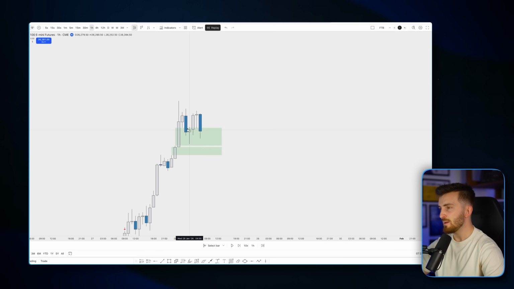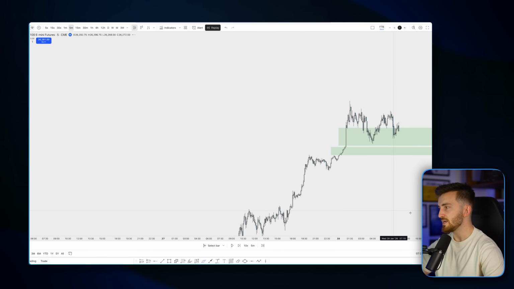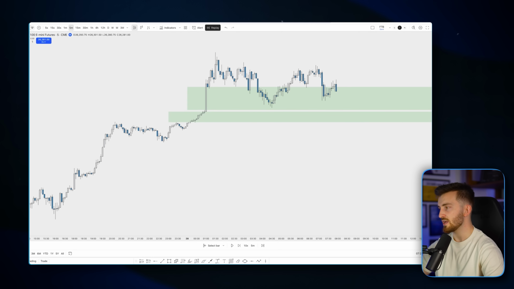We have the fair value gaps. We have currently no order blocks. So we want to see the market reacting bullish, engulfing on the 5 minute. And this is where we are going to take our trades.